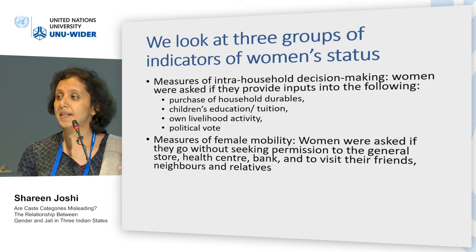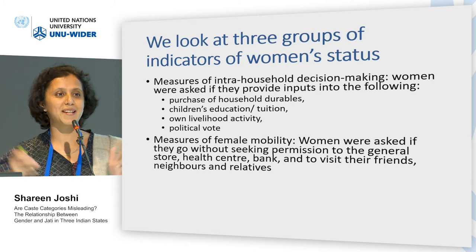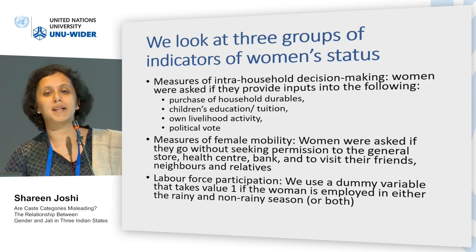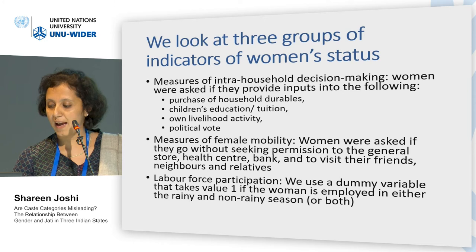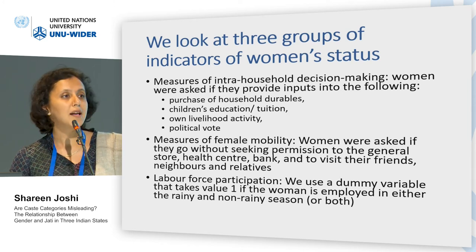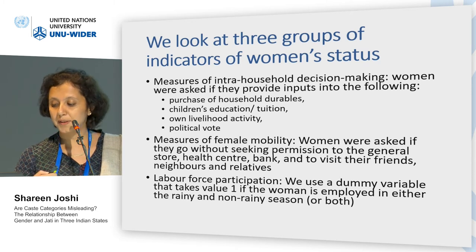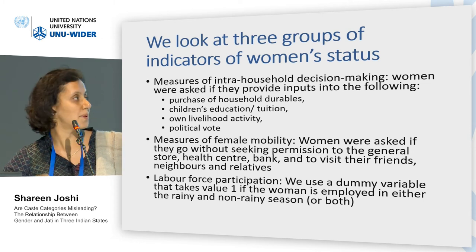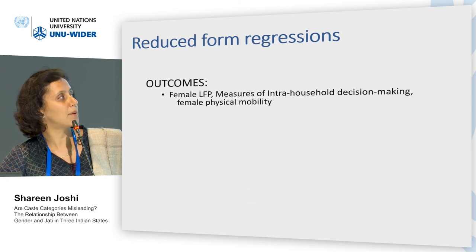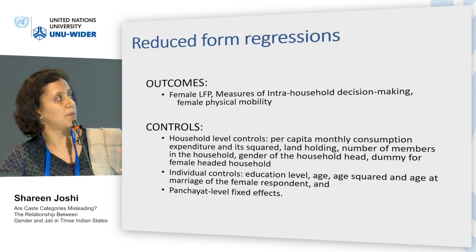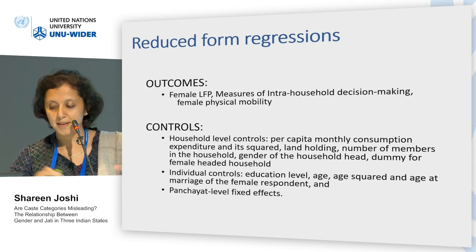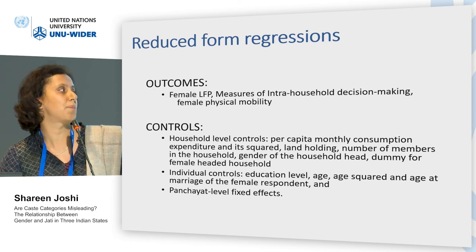But the one I'm going to focus on today, again, in the interest of time, between three states and so many different outcomes, I made a hard choice of what to show you. I'm going to focus on female labor force participation, which we define as a dummy variable that takes value 1 if a woman participated in any labor outside the household in any season, at least one season of the year, right? So that was our definition. And we ran reduced form regressions of those indicators on a whole bunch of controls, which include expenditure, expenditure squared, land, household size, gender of the head, etc., right? And some individual controls, and we put in panchayat level fixed effects.